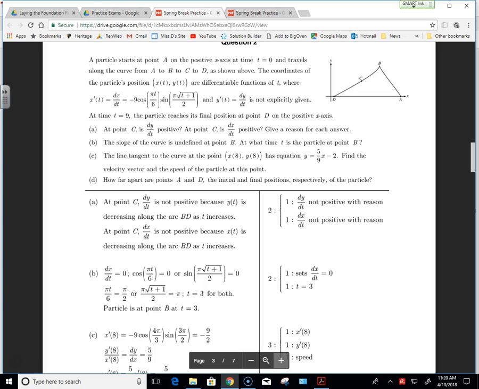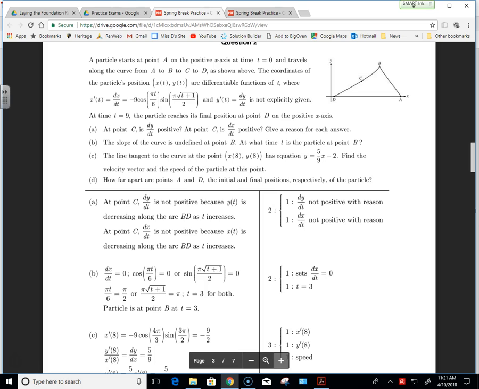Okay, line C. What have you done so far? You figured out signs of the derivatives of y prime and x prime. You've talked about the slope of the curve dy dx at point B. Explain me B? Well, remember slope of the curve, that's dy dx, right? Which would be y prime over x prime.